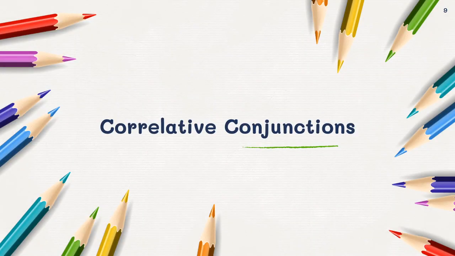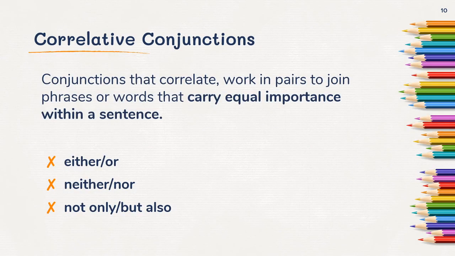Now we have correlative conjunctions. What are these? These are conjunctions that correlate or work in pairs to join phrases or words that carry equal importance within a sentence. So we have either or, neither nor, not only but also. These are just examples of the words. We'll go to how they're used in a bit.